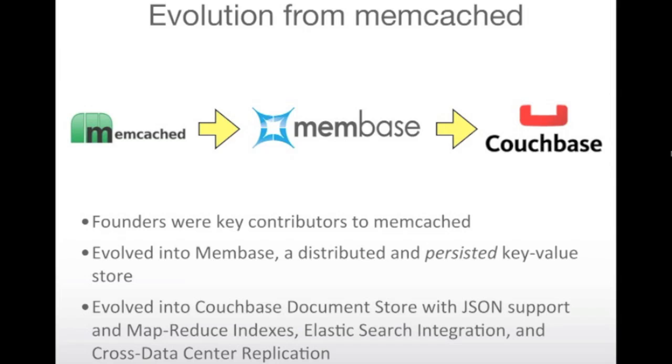But those key founders of Couchbase evolved the memcached product into what was called Membase, which was a persisted, distributed key value store. So it was like memcached, except it was distributed across many servers, and it had persistence. That evolved into what became Couchbase Document Store, which added JSON support, MapReduce indexes, Elasticsearch integration, and cross data center replication. So we've taken the Membase product and added indexing and querying to that, and cross data center replication, and a number of new features.